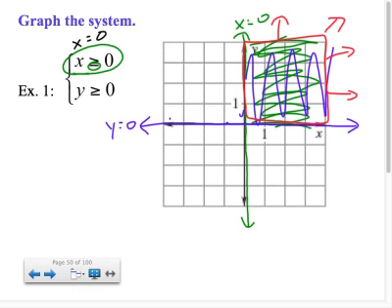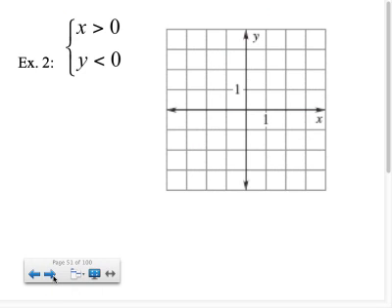So again, when you graph these, you're looking for where the graphs overlap. Example 2 says x is greater than 0. So again, it's strictly greater than, so this line now has to be a dash line. So that's the boundary line, x equals 0. x greater than 0 means, again, shade this whole region.